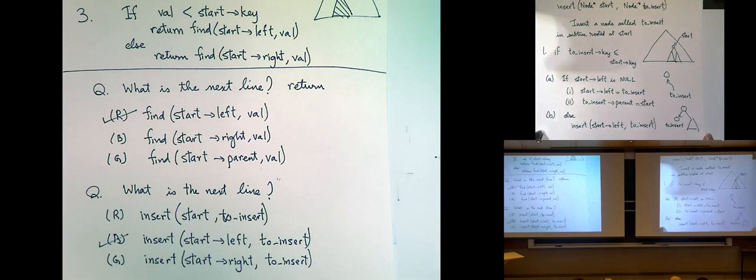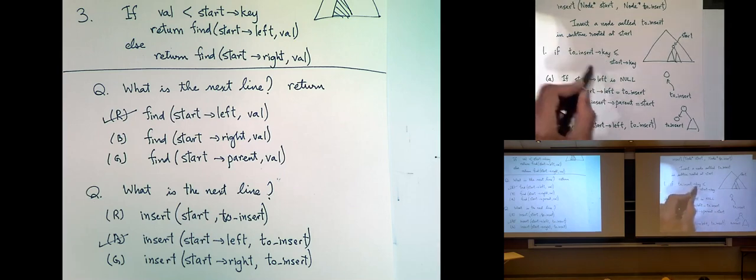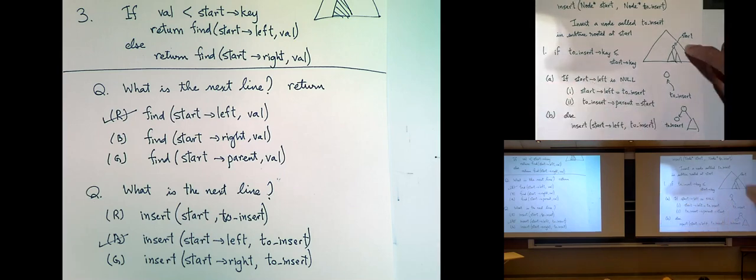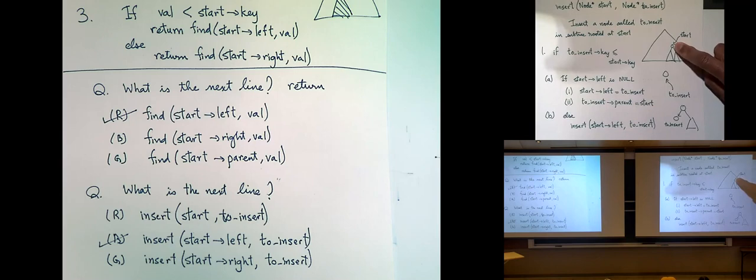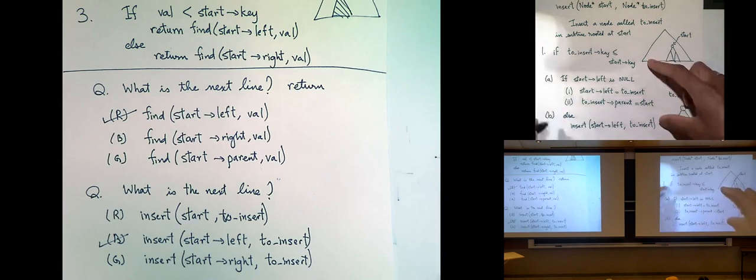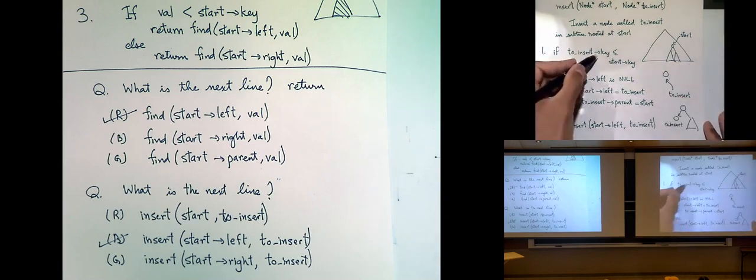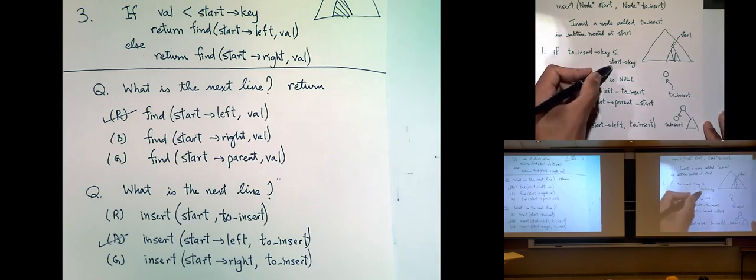Okay, so this is what happens if the key in toInsert is less than or equal to the key in start. And I put it less than or equal to because when it's equal, I'm just pushing it to the left. Again, you can assume that the keys are distinct, if that makes life easier. So this is what happens when the key is less than or equal to.